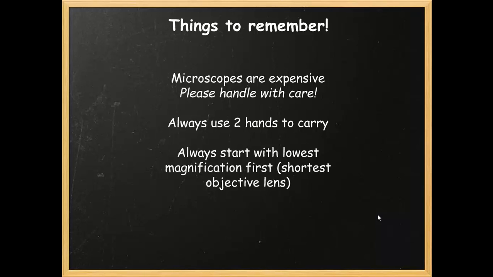When you're looking through the microscope, you're always going to start with the lowest magnification first, which for us is going to be our 4x, and that's the shortest objective lens. Even if you want to be looking at something under the 40x objective lens, you're always going to start with the 4 and work your way up. That makes it easiest for you to find your object and focus it.